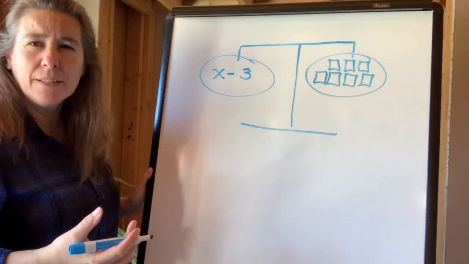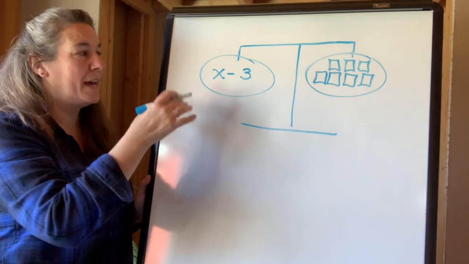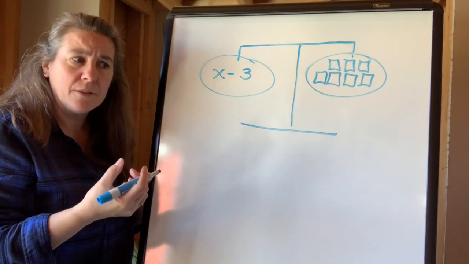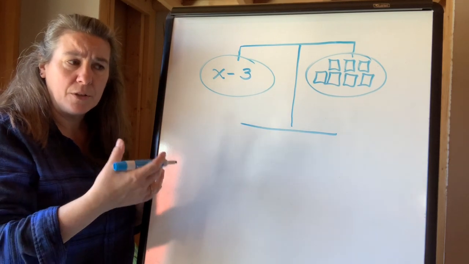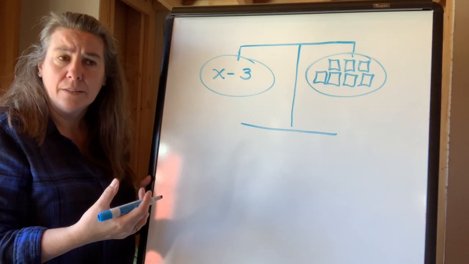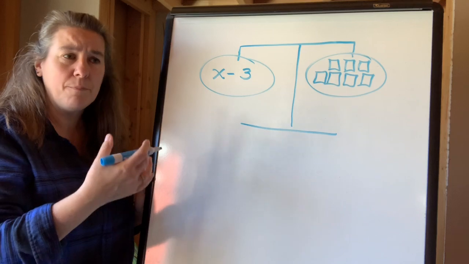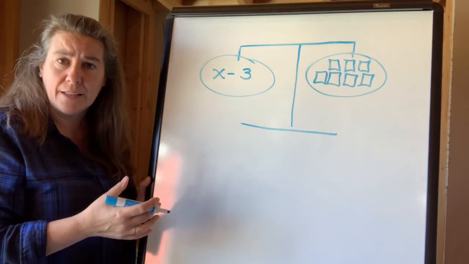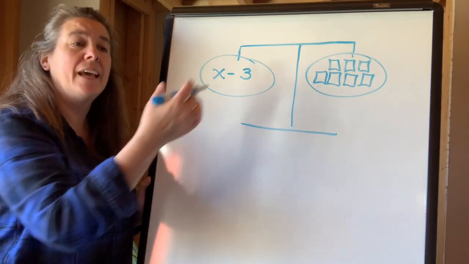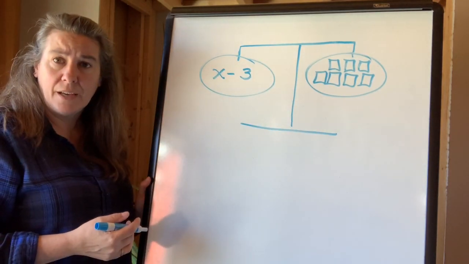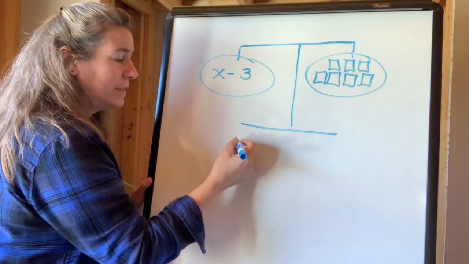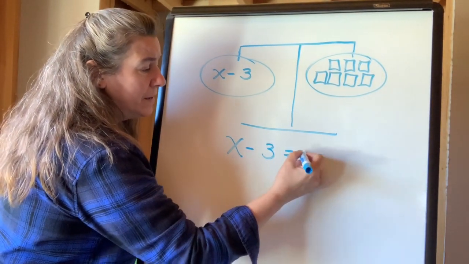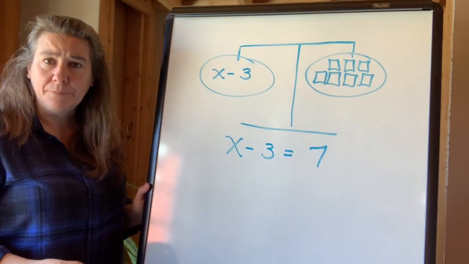And so this one's a little bit different. The last time we had X plus an amount, and you guys knew if we took 2 away from each side, then we could balance it. But what would it be if I removed 3 from this X side to get 7 on the other side? So our equation would look like this: X minus 3 equals 7.